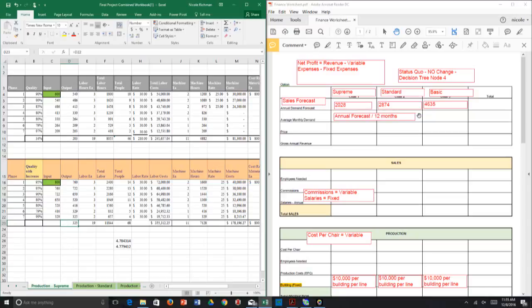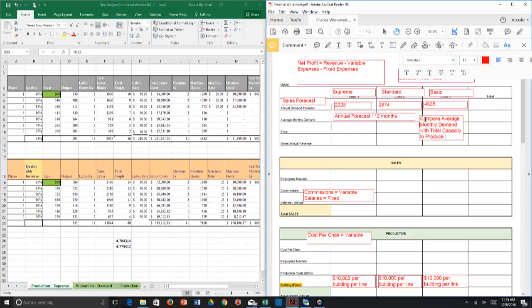So I'm going to make sure that we compare average monthly demand with total capacity to produce each month. An important thing to compare, right? Because we can only sell as much as we can produce. And we know that in our status quo, all things being equal, that we don't go over capacity. But it's something we want to note.